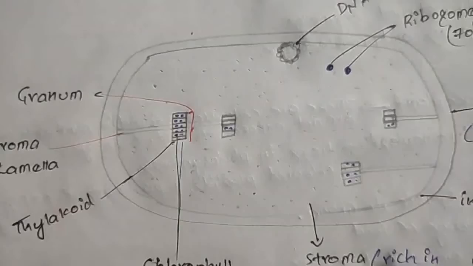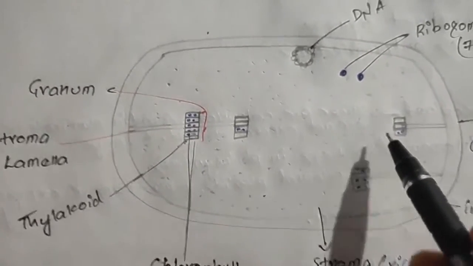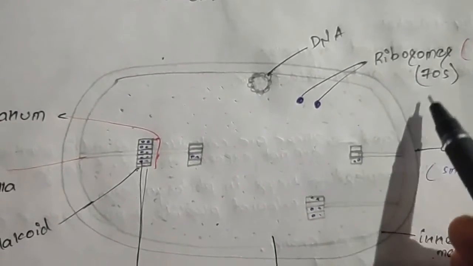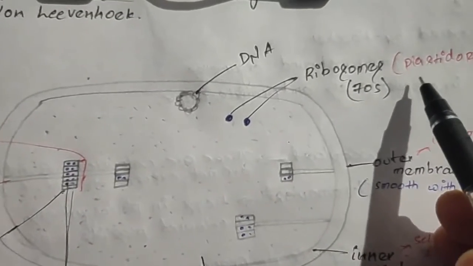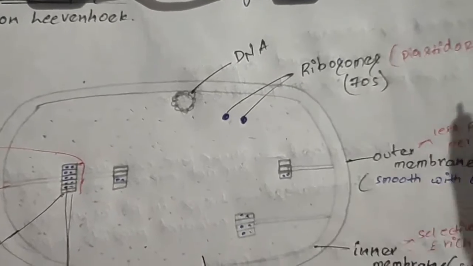And this chloroplast is semi-autonomous. Semi-autonomous means they have their own circular DNA and also ribosomes. And these ribosomes are 70S type of ribosomes. And these ribosomes are also known as plastidoribosomes because these ribosomes are present in the plastid.